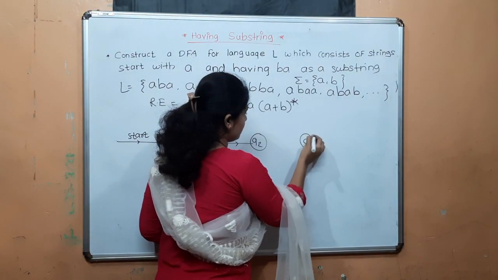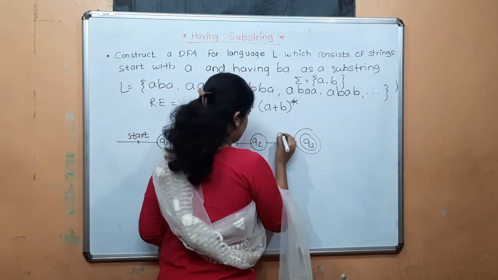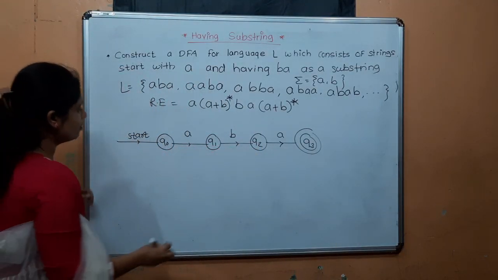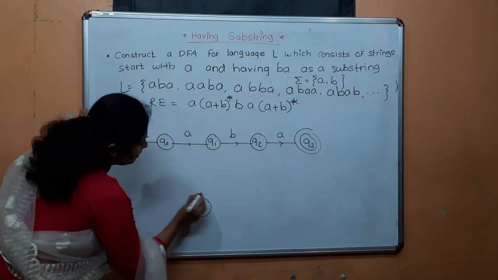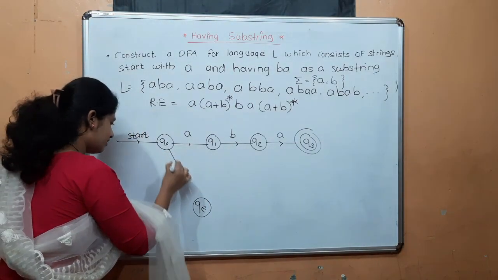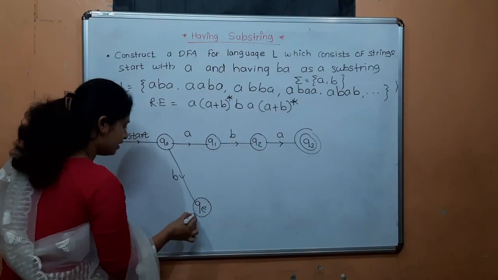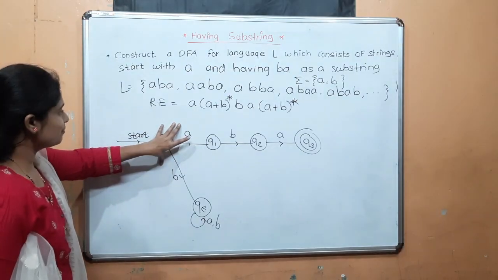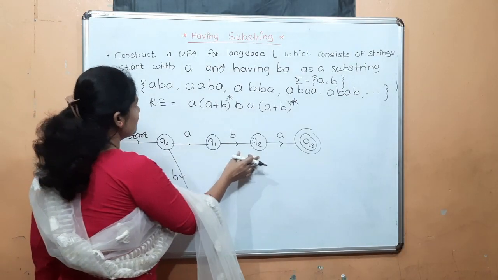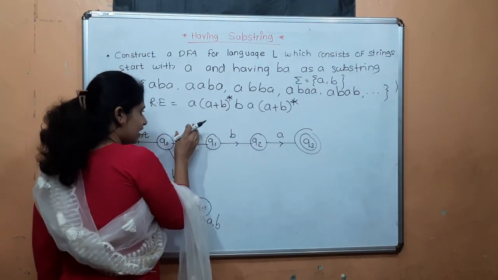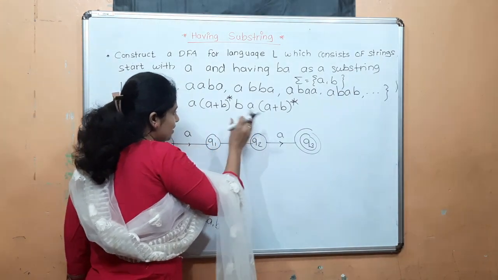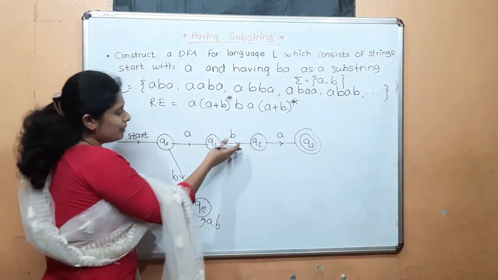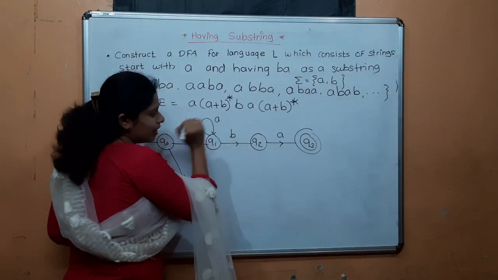A, B, A. Now the condition is that string starts with A. Starts with A, that means here we can add the dead state. If string starts with B, then it is invalid, so it can go to the dead state. Okay, now see here, this is the part of starts with A. Now we have to check here the having part. After this A, this is the having part. In between starts with and having, number of A's will occur, number of B's will occur, but B is already given, so here we can give the self loop of A.